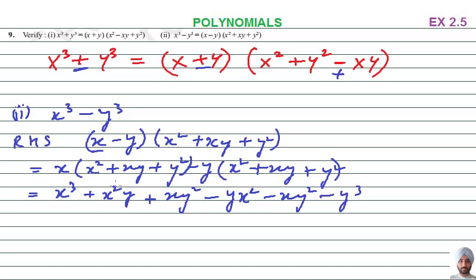So you can see here x square y, again x square y, but here it is positive sign, here it is negative, they should cancel. Now xy square, again xy square, but here it is positive and here it is negative, so they should cancel, leaving behind only x cube and minus y cube, which was equal to LHS, and hence proved. Okay, so hence verified that LHS is equal to RHS.